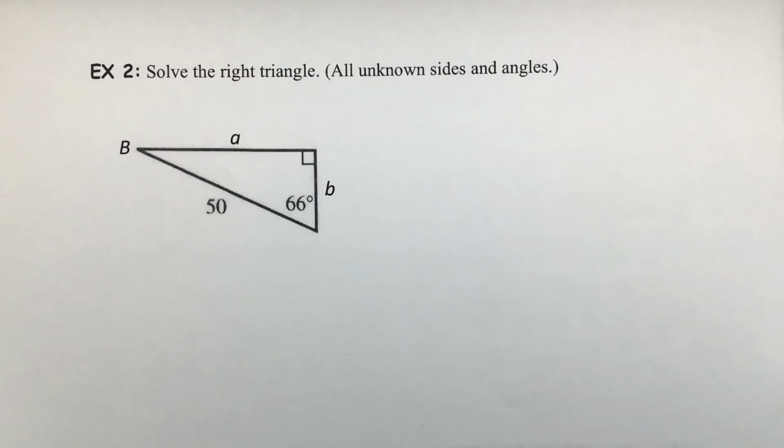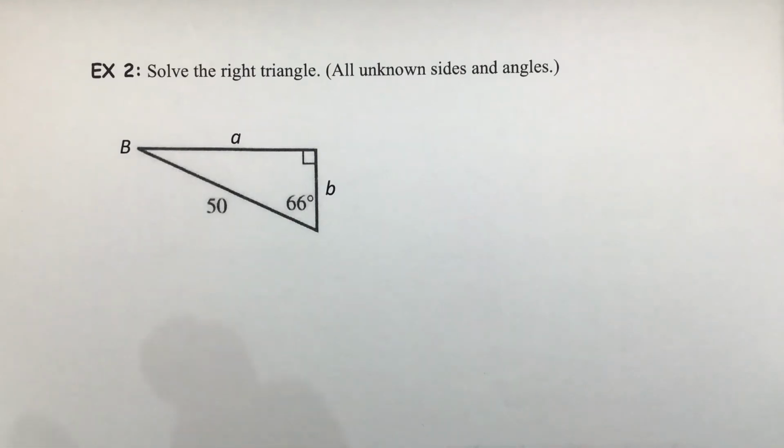Okay, now a triangle is going to have 6 parts. It's going to have 6 total parts. It's going to have 3 angles. It's also going to have 3 sides. Okay, in our picture, you've got 3 of them provided for you, and that's always going to be the case. If you've got 3 pieces of information, you can get the rest of it.